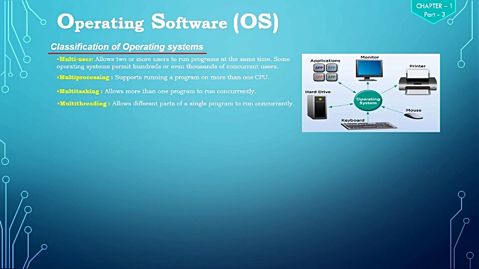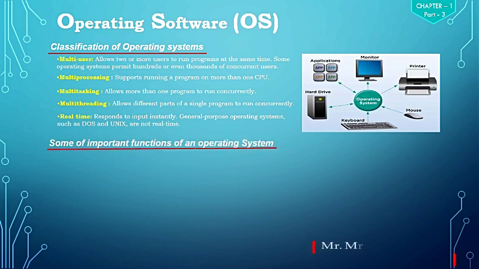Next is the multi-threading OS. So multi-threading operating system allows the different parts of a single program to run concurrently. Next is the real-time operating system. Real-time operating system responds to input instantly. The general purpose operating systems such as DOS and Unix are not real-time. So operating systems used on the servers are mostly real-time.